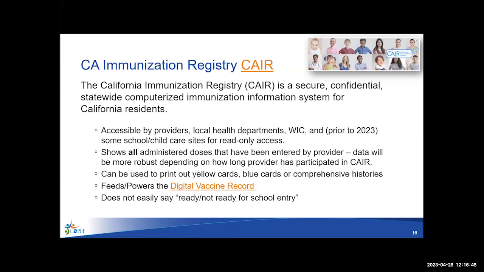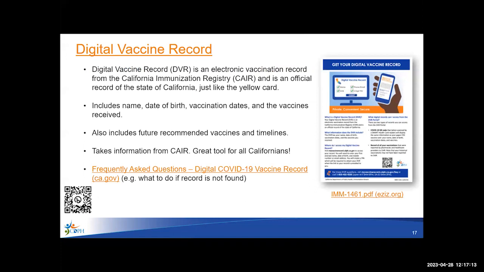CAIR can be used to print out yellow cards, blue cards, or comprehensive histories. CAIR does feed or power the digital vaccine record, which I'll talk about pretty soon. It's a pretty neat thing. What CAIR does not have is the ability to easily say, this child is ready or not ready for childcare or school entry. So that's one of the reasons we created SQUIRREL.